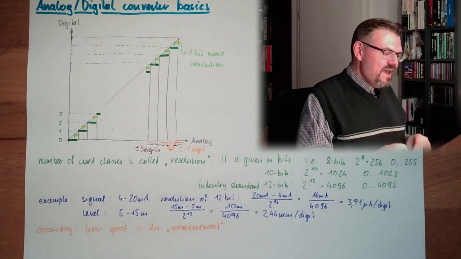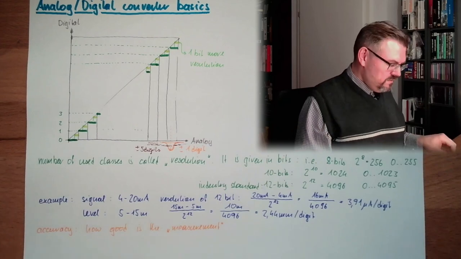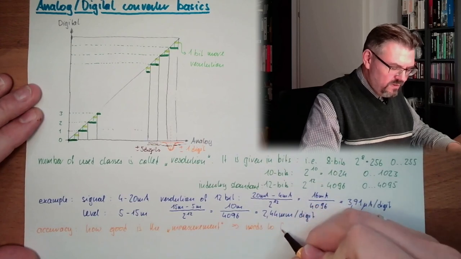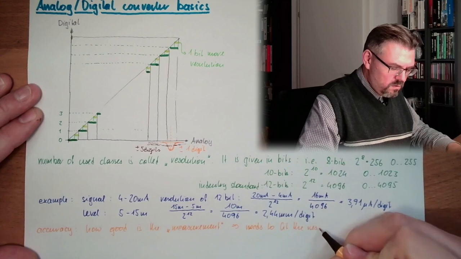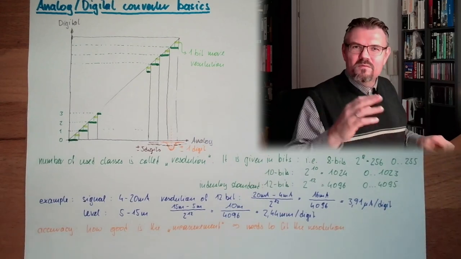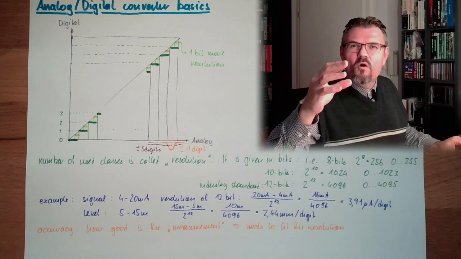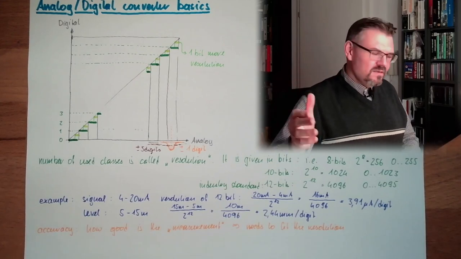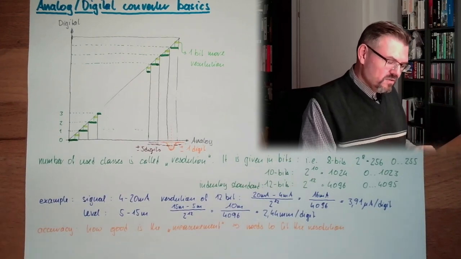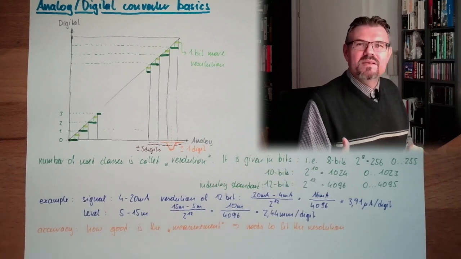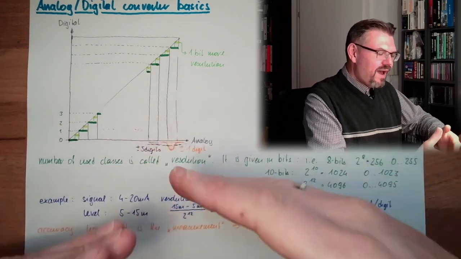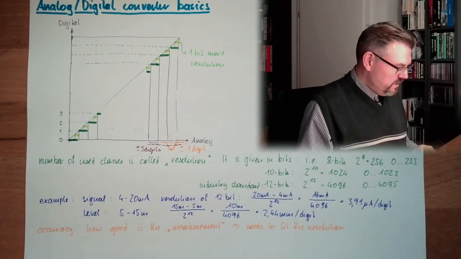So the accuracy has to keep up with the resolution. I write here: needs to fit the resolution. So just adding resolution does not change anything. Then you notice a lot of noise from the measurement. Also the measurement needs to be more accurate, and this is then more expensive. This is why higher resolutions are usually more expensive, because the accuracy has to keep pace. Okay, that's accuracy: how well I can hit the correct number with my measurement.